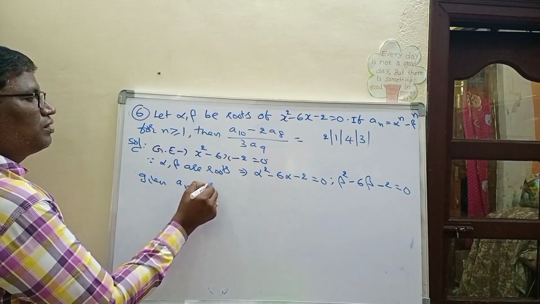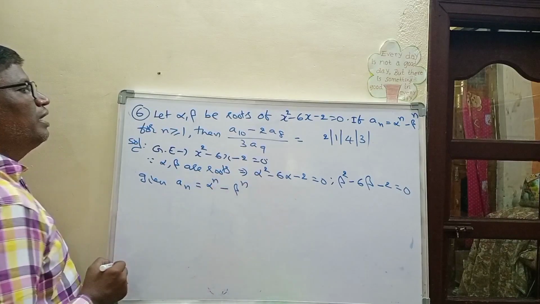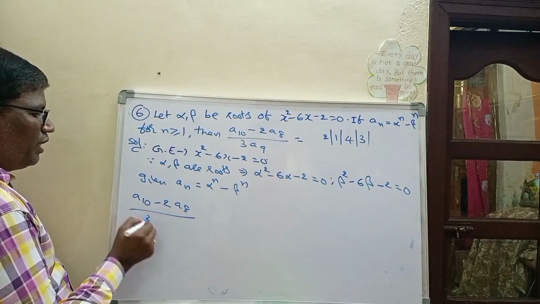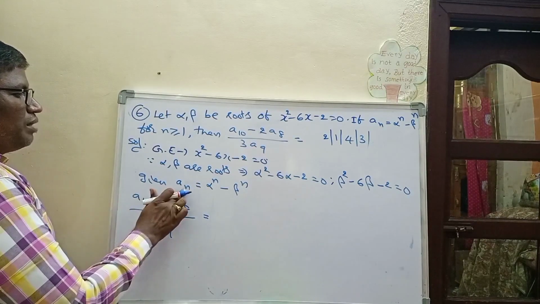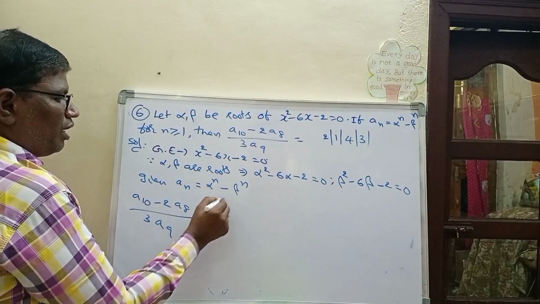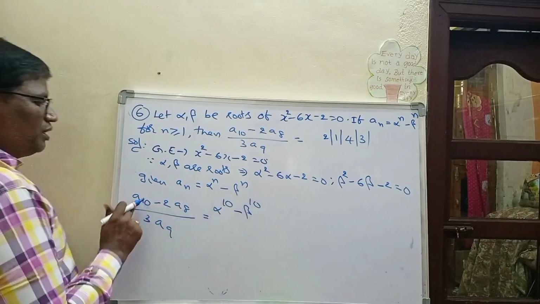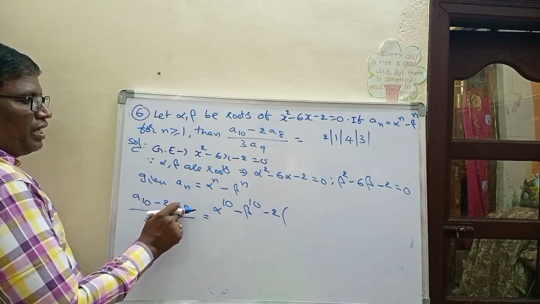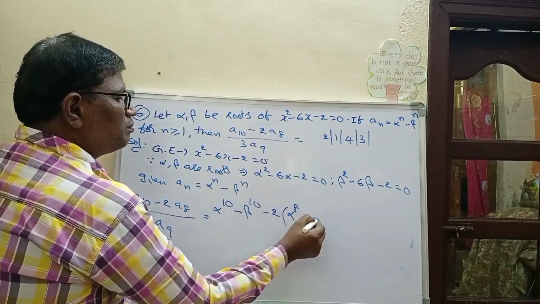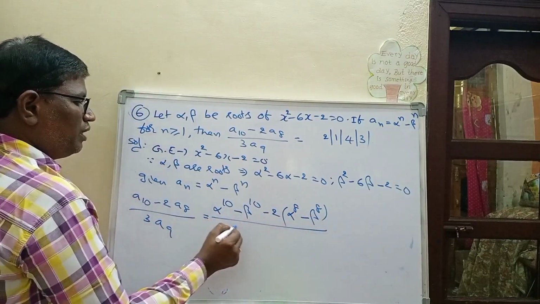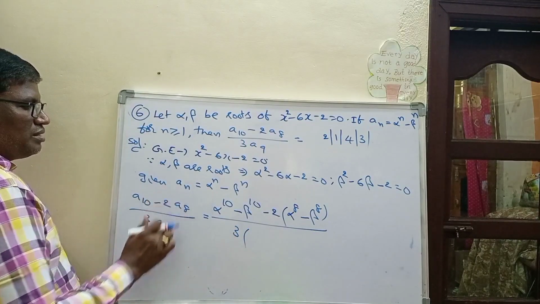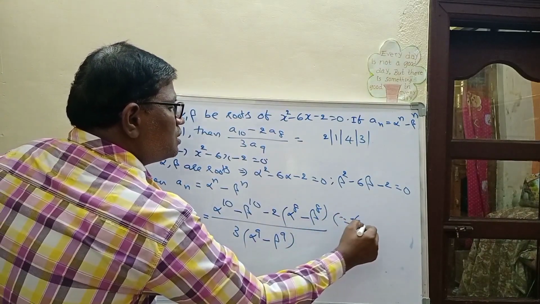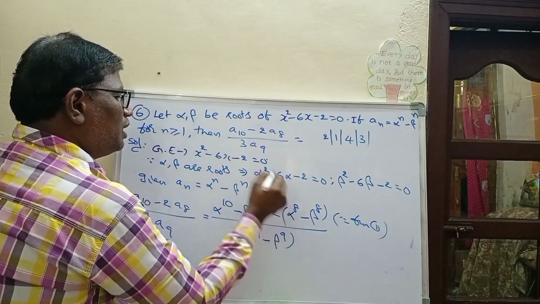Now the given data is a_n is equal to alpha power n minus beta power n. Now we want to find (a10 minus 2 into a8) by 3 into a9. a10 means n is replaced by 10, so alpha power 10 minus beta power 10. This is nothing but a10 minus 2 into a8, where a8 means n is replaced by 8, that means alpha power 8 minus beta power 8, divided by 3 into a9, where n is replaced by 9, alpha power 9 minus beta power 9. This is, since from equation number 1, let's say equation number 1.